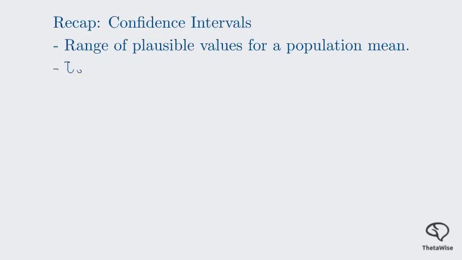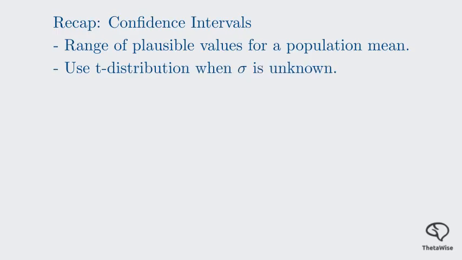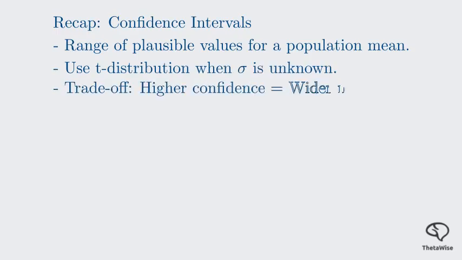Let's quickly recap what we've covered. We started with confidence intervals, which provide a range of plausible values for a population mean. We learned that when the population standard deviation is unknown, we use the t-distribution, and we saw how the confidence level affects the width of the interval.